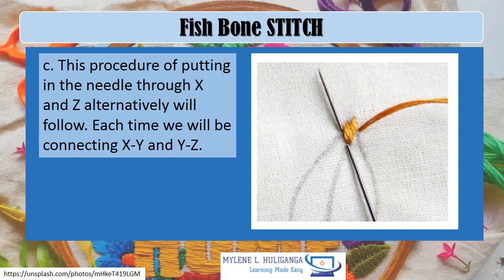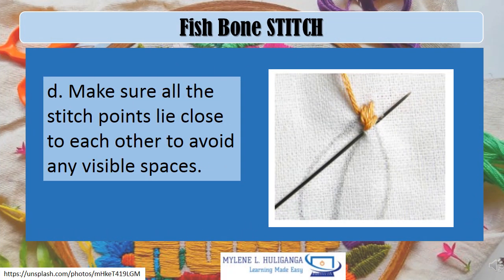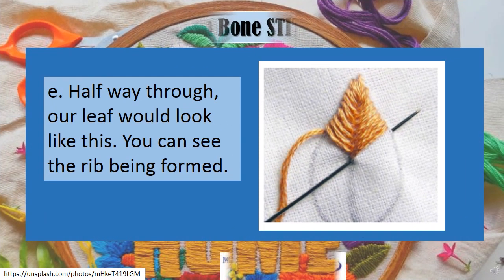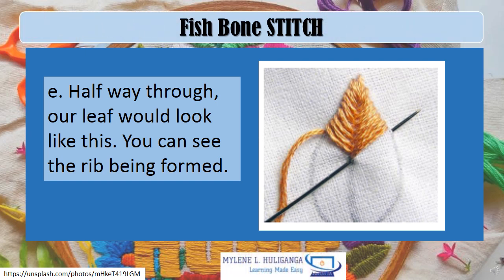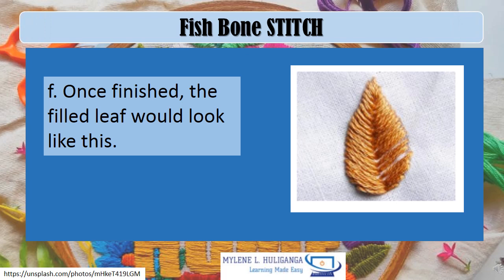This procedure of putting in the needle through X and Z alternately will follow. Each time we will be connecting XY and YZ. Make sure all the stitch points lie close to each other to avoid any visible spaces. Halfway through, our leaf would look like this. You can see the rib being formed. Once finished, the filled leaf looks like this.